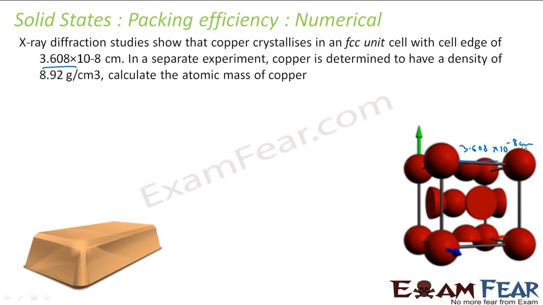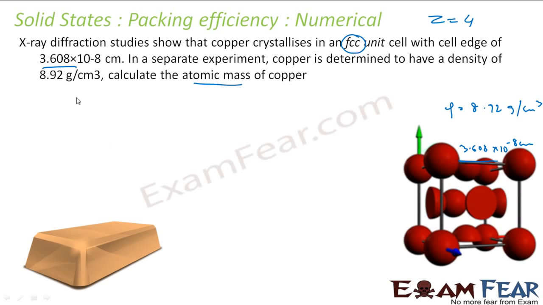In another experiment, copper is determined to have a density of 8.92 gram per centimeter cube. So here you have to calculate the atomic mass of the copper. Since it is FCC, we know that Z is 4. There are 4 atoms in this cell. Correct?